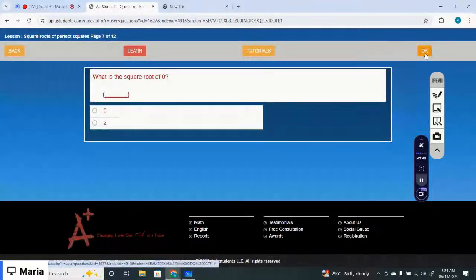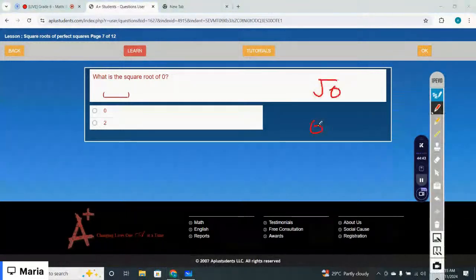What is square root 0, which is the correct option? Square root 0 is always 0. 0 times 0 is 0, isn't it? The square and square root cancel out.